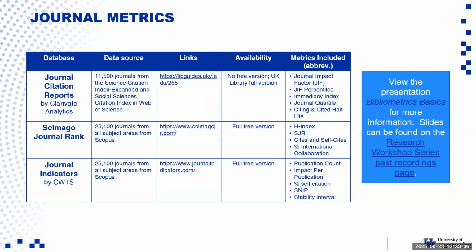So there are 3 different ways that you can measure journals. There's the Journal Citation Reports, which are available through Clarivate, the SCImago Journal Rank, and then the journal indicators. There is a free full version of the last 2, but for the Journal Citation Reports, we have a subscription through the University of Kentucky Libraries. And again, this chart tells you what all you can find.